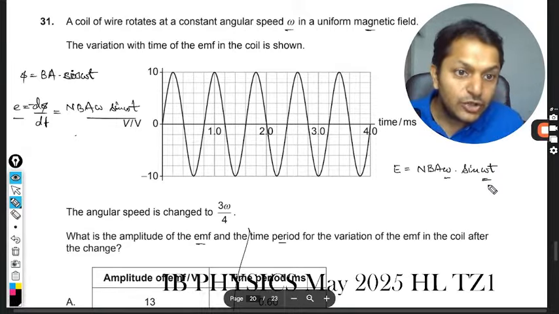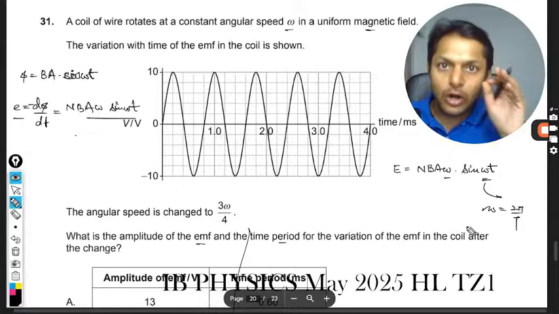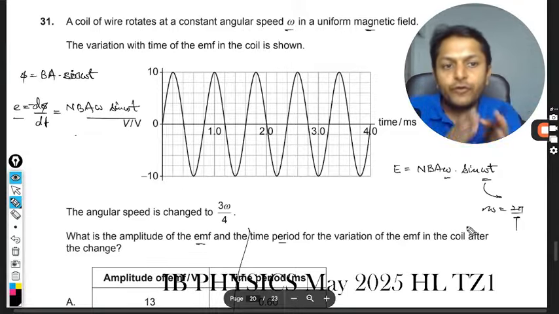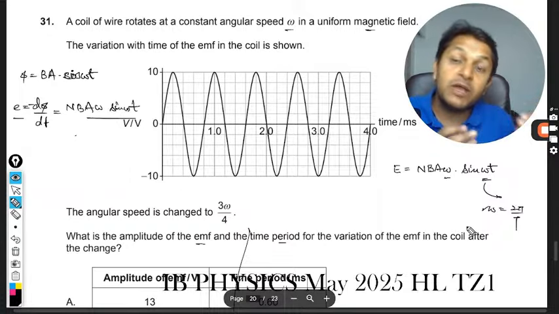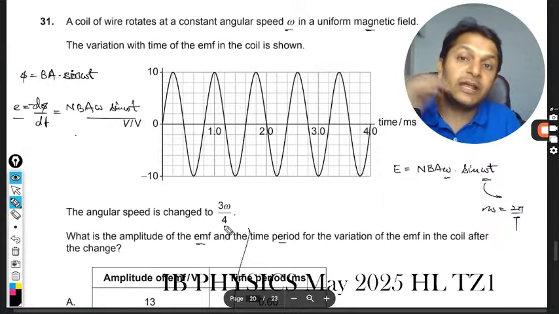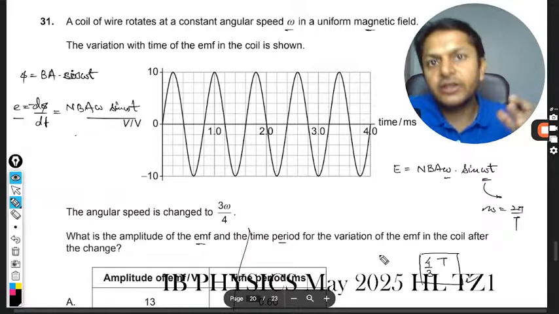Now, this omega is related with the time period. So omega is equal to 2 pi by capital T. So if something happens to omega, you can just find what is going to happen to the time. If omega is double, the time becomes half. If omega is half, the time becomes double. Now, in this case, the omega is multiplied by 3 by 4, so time is multiplied by 4 by 3. So first of all, the time period will be multiplied by 4 by 3. That will be the new time period.